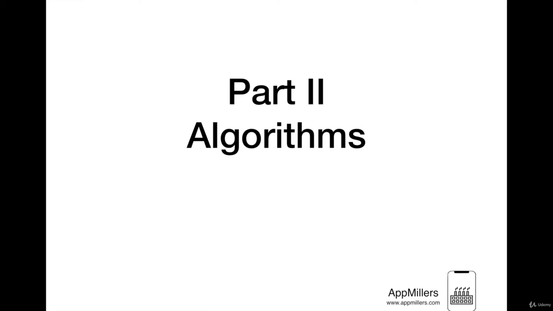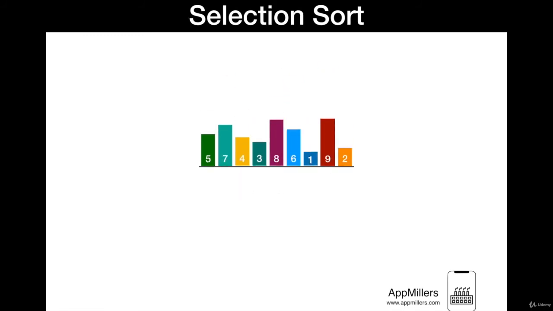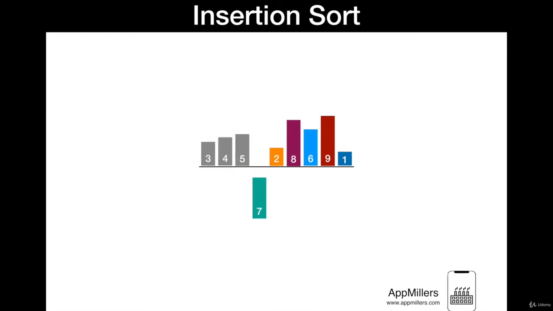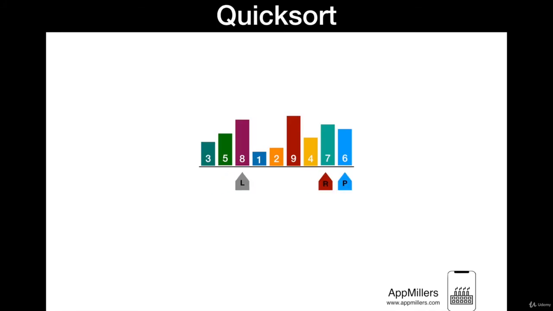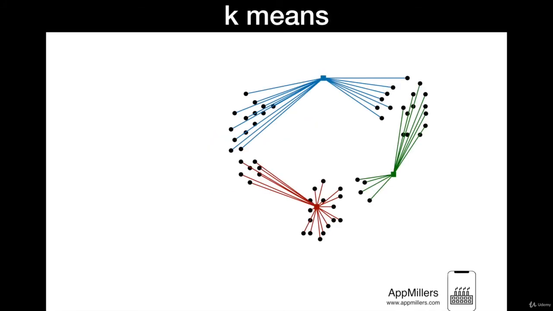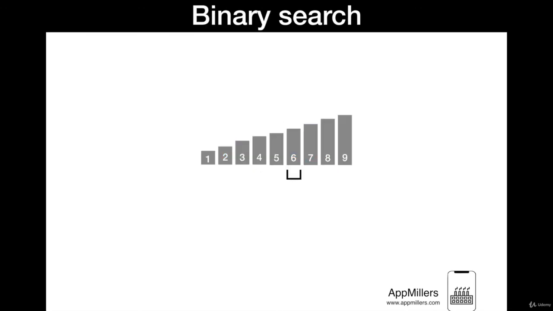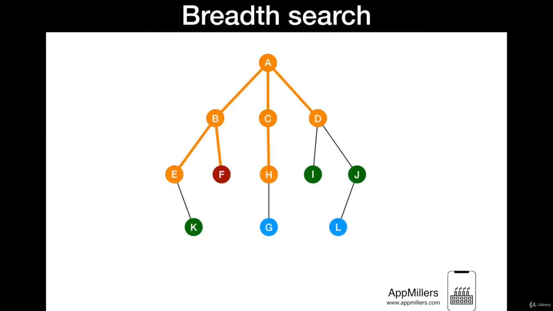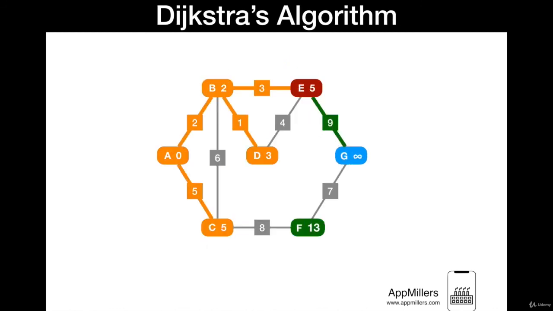In the second part, we will continue with the algorithms. First, we will start with sorting algorithms such as bubble sort, selection sort, insertion sort, merge sort, and quick sort. Then we will continue with clustering algorithms like k-means. After clustering algorithms, we will continue with list search algorithms such as linear search and binary search. And finally, graph algorithms like breadth first search, depth first search, and Dijkstra's algorithm will be explained.